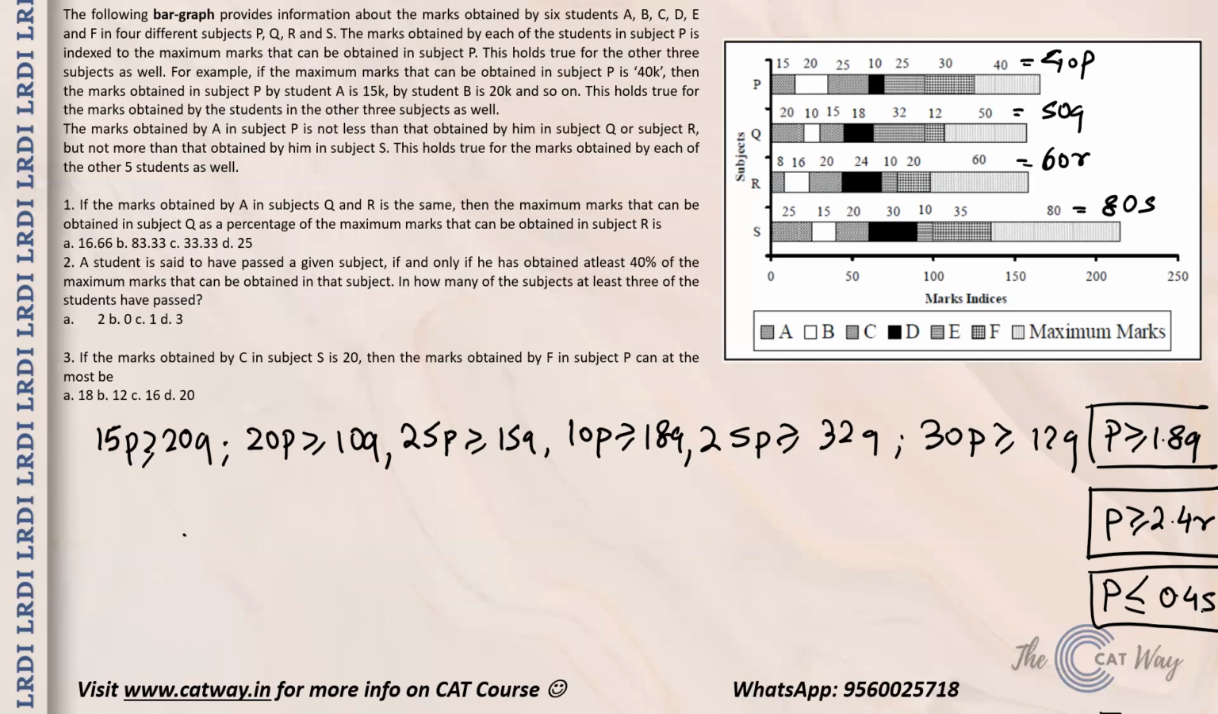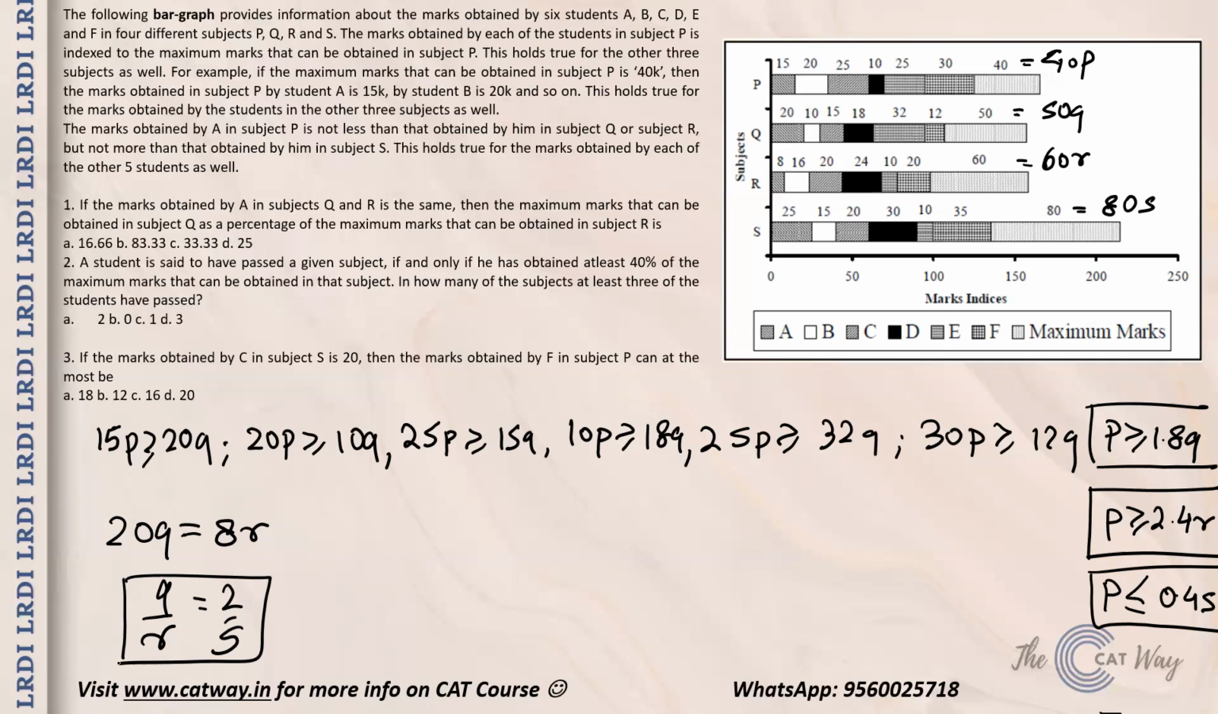Now, the first thing that we have is, if the marks obtained by A in subject Q and R is the same. Okay, so what is the marks obtained by A in subject Q? It is 20 Q. And it is given that it is the same as the marks obtained by him in R. So what you have is 20 Q is equal to 8 R. So Q by R will be equal to 2 by 5. Okay, the relationship between Q and R is that Q by R is equal to 2 by 5.